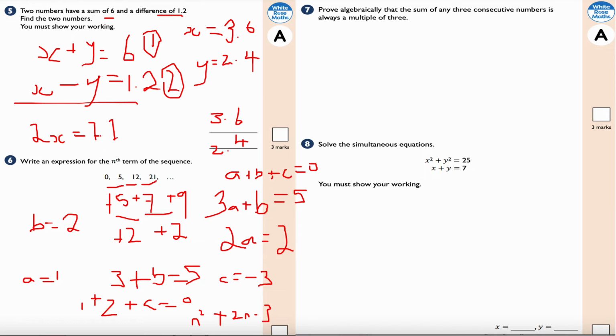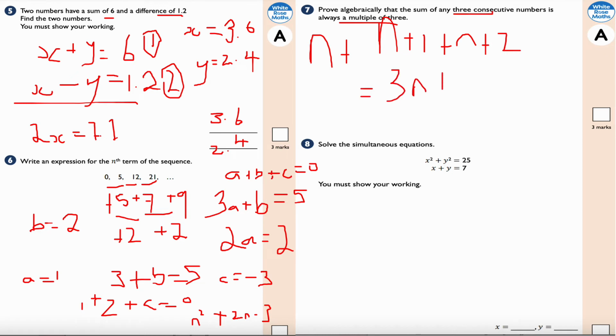Right, guys, this is question number 7. Prove algebraically that the sum of any 3 consecutive numbers is always a multiple of 3. So if I have letter n, n plus 1 plus n plus 2, collecting like terms, I get 3n plus 3, because n plus n plus n is 3n, and then 1 plus 2 is 3.